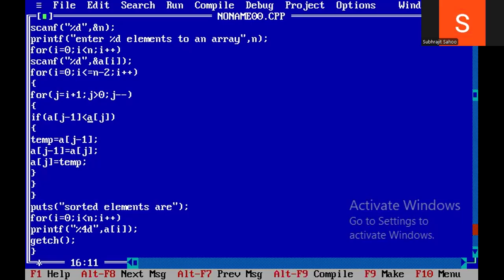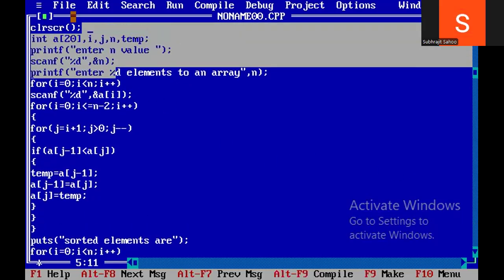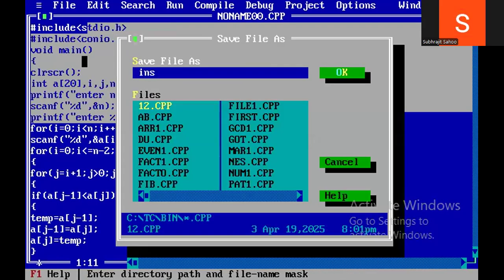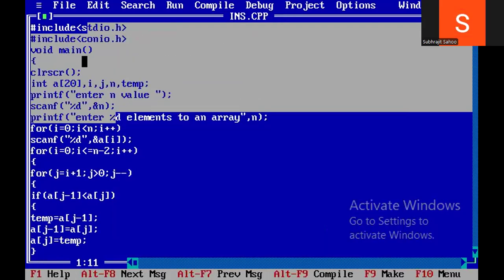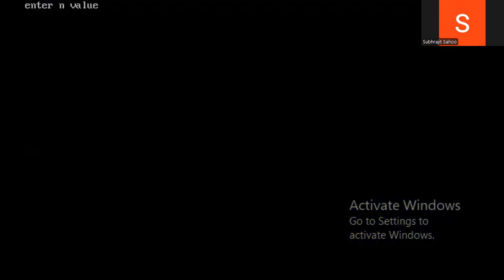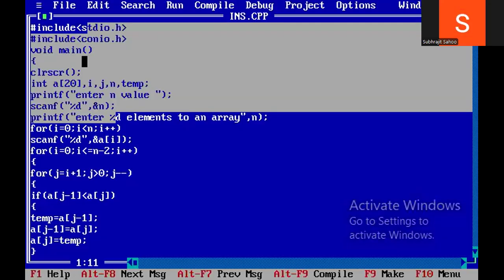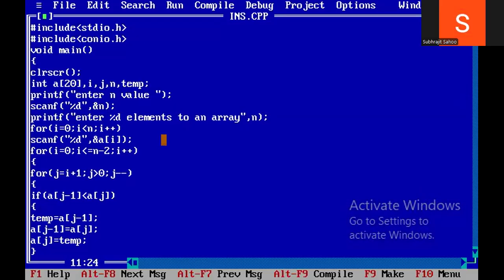Let me save this program first, because if any problem happens I would have to write it once again. Save as insertion sort. Now observe, Control F9. Any error? No error. 5. This is descending order. Now 8, minus 5, 23, 13, minus 2. See, printed: first 23, then 13, 8, minus 2, minus 5. Only one sign I changed, and the program totally reversed the result.